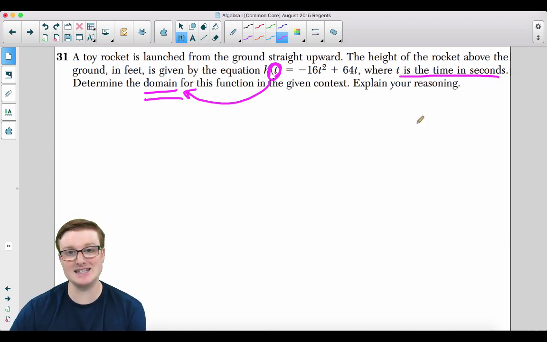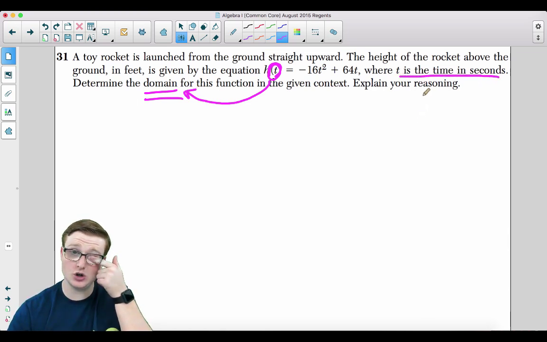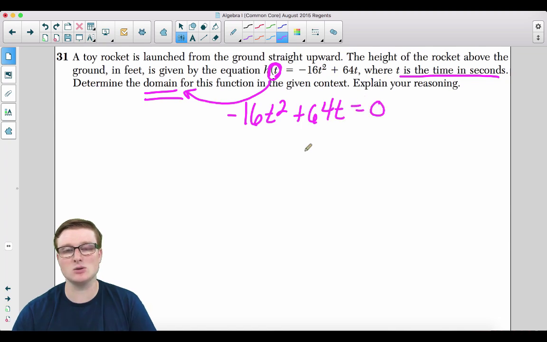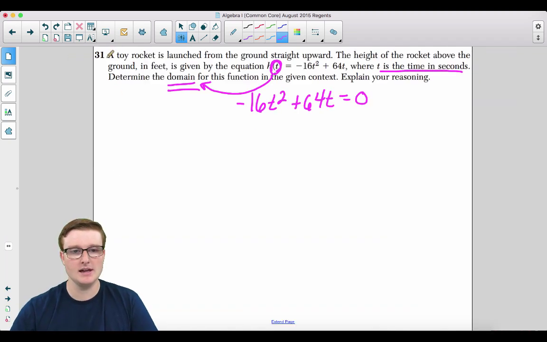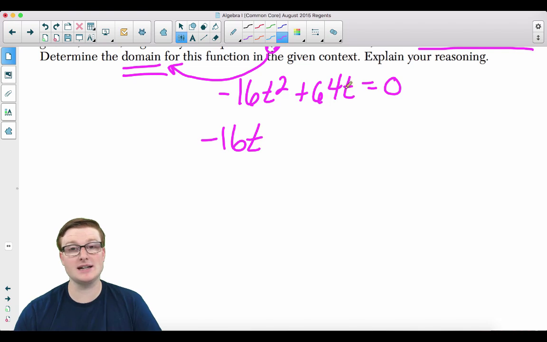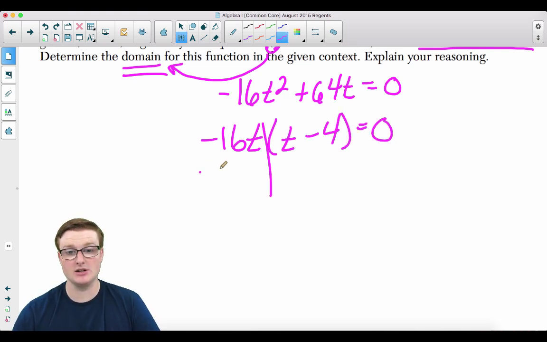So look, your t value is the domain. T is the time in seconds. So it says determine the domain. You actually have to solve for t. So negative 16t squared plus 64t, you're going to set this equal to 0. Okay? So now from here, I could actually take out a GCF. You could take out a negative 16 because 16 goes into both 16 and 64. And you could also pull out a t. And you get t minus 4. Set it equal to 0. Then you t-bar it. T is equal to 0, and then t is equal to 4.